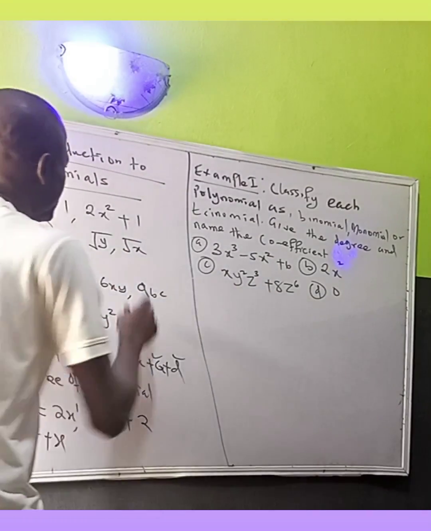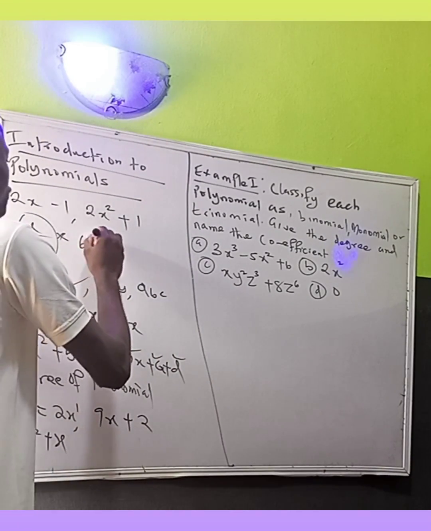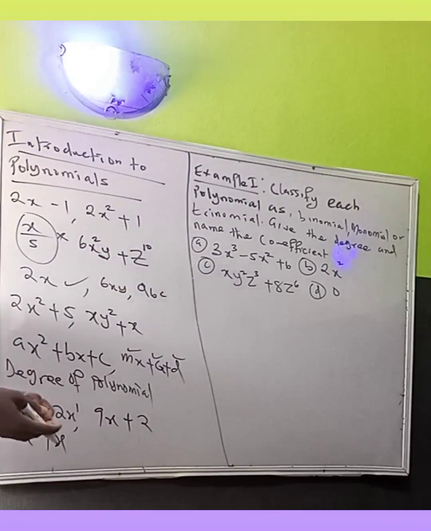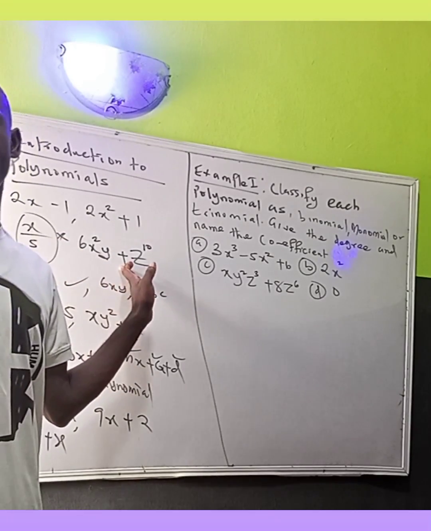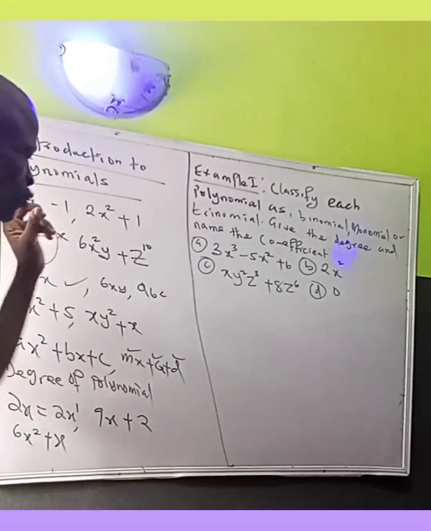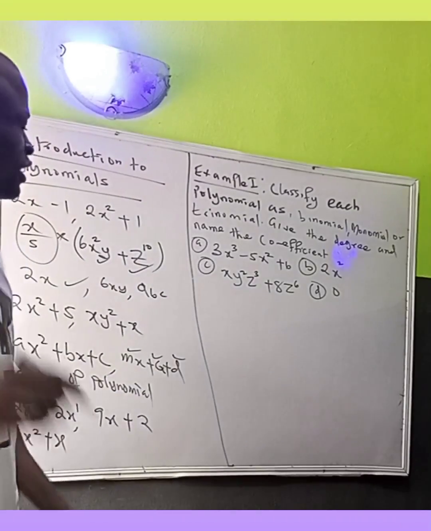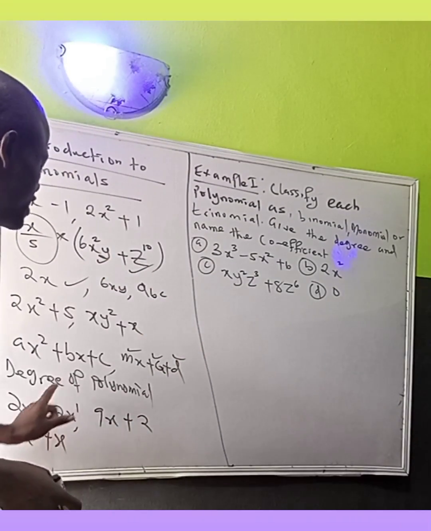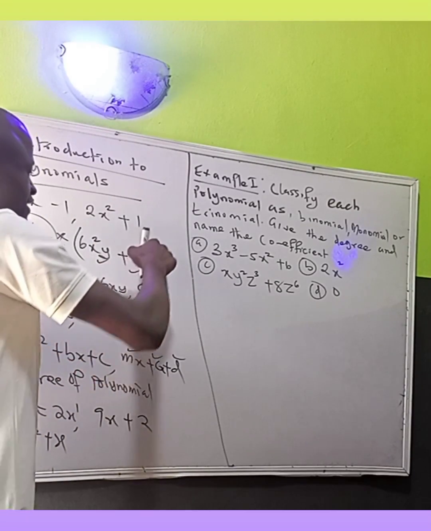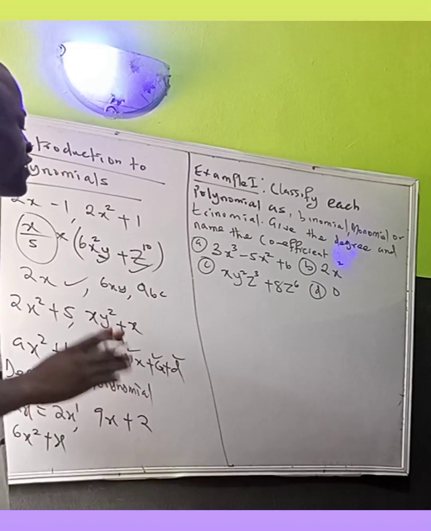Now, if I have something like this, 6x squared y plus z raised to power 10. You discover that there are different unknowns in this polynomial. This polynomial is a binomial because, one, it has two terms, 1 and 2. Secondly, if I ask you to find the degree of this polynomial, the highest power is 10. So the degree of this polynomial is 10. That is the thing you need to know.